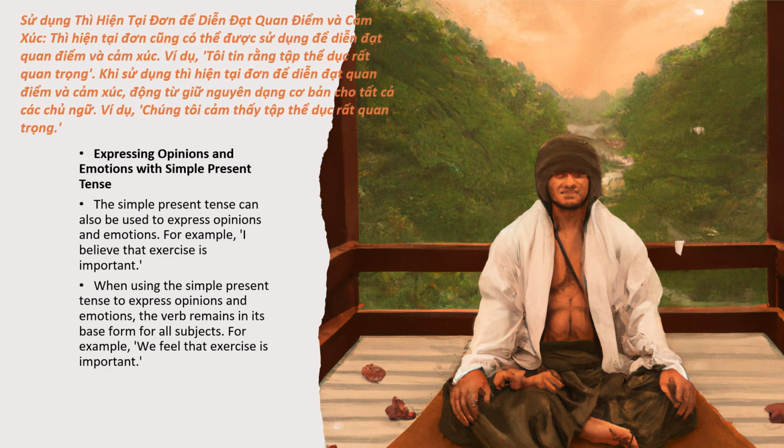In order to express opinions and emotions using the simple present tense, we follow the same rule as before. The verb remains in its base form for all subjects, so whether we're expressing a personal opinion or a shared emotion, we don't need to add an extra s or es to the verb. For example, we can say they love going to the beach or she hates spicy food. By using the simple present tense to express opinions and emotions, we can communicate our thoughts and feelings more clearly and directly.